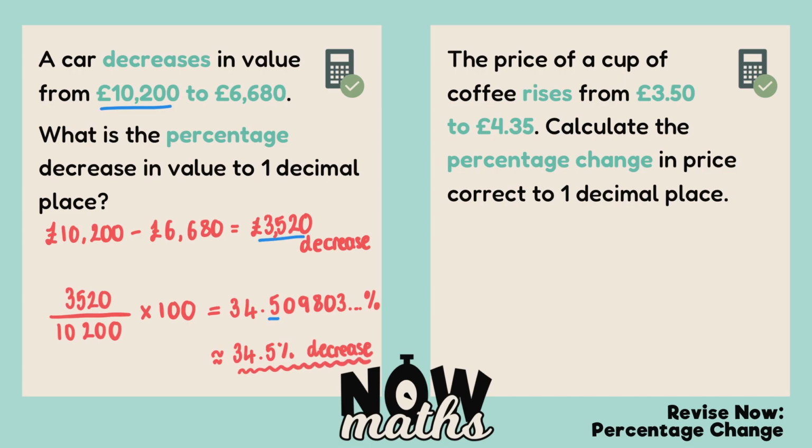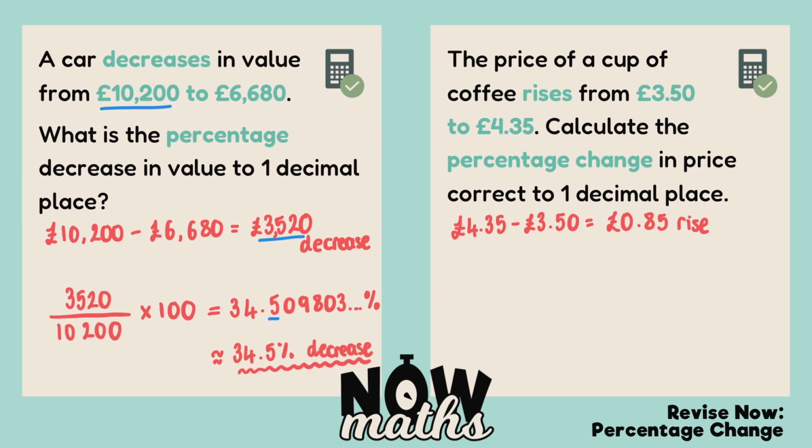Now looking at the question on the right-hand side, this time we have the price of a cup of coffee that has risen, and we're asked to calculate the percentage change in price correct to one decimal place again. So similar to previously, we need to work out the difference between the old cost and the new cost. So we're going to work out £4.35 subtract £3.50, which in this case is 85 pence or £0.85. So there has been an 85 pence rise in the price of the cup of coffee.